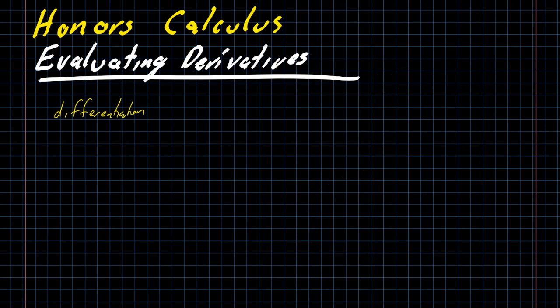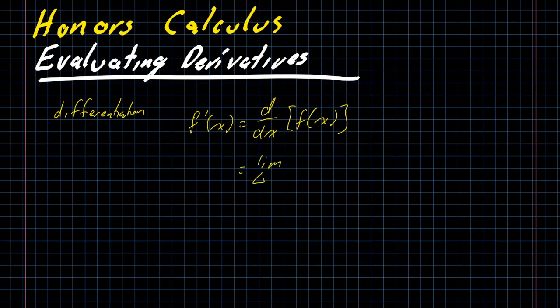And quickly, let's go through the idea of differentiation. The derivative function f prime of x is the result of taking the differentiation operator, which we usually write as d over dx, and evaluating that at f of x, which we evaluate using the limit as delta x goes to 0 of f of x plus delta x minus f of x all over delta x.